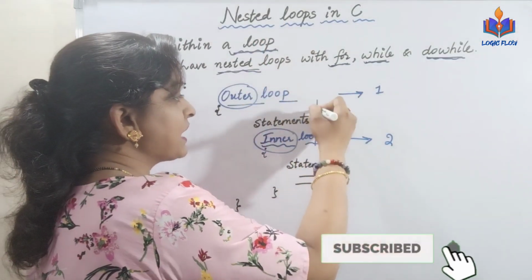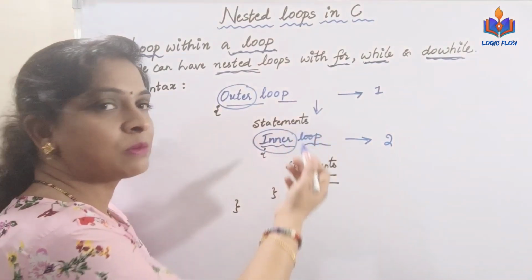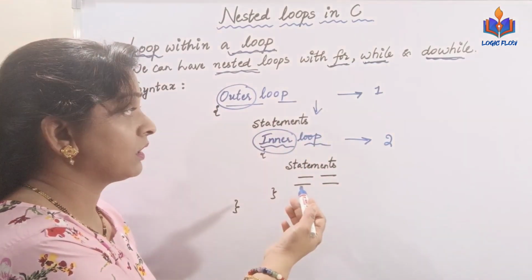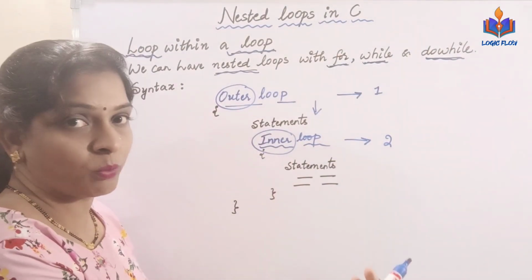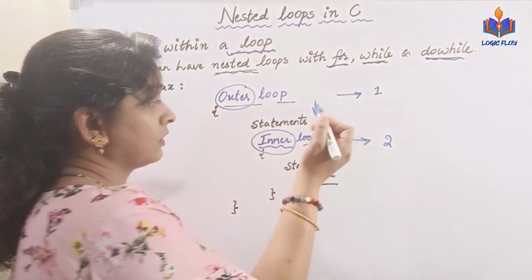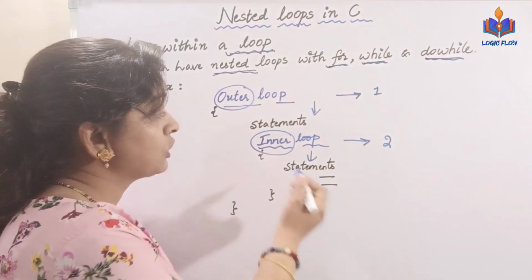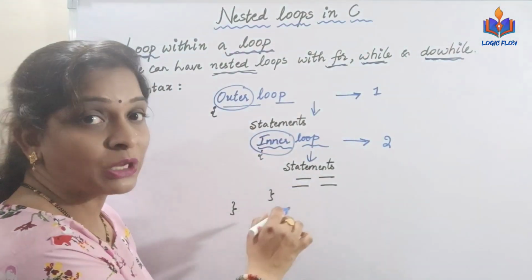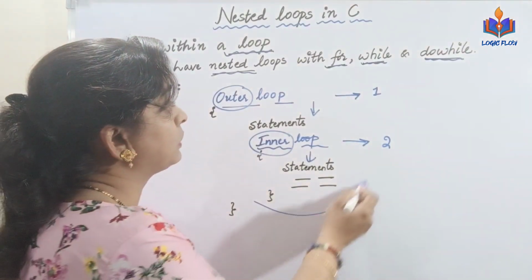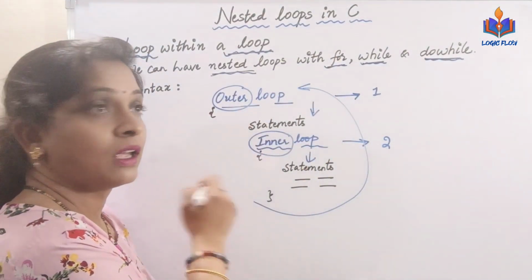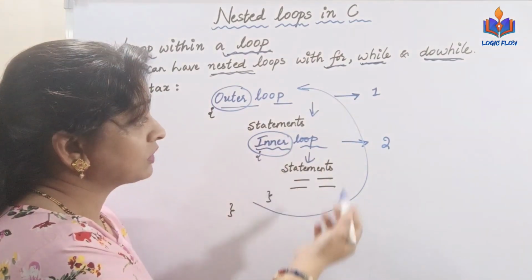When we get inside the outer loop block, we will have some set of statements. It may not be that the loop starts immediately; you may have some statement and then the inner loop statement. When we get inside the inner loop, we have some statements for execution. The inner loop has to be executed completely, and when the inner loop terminates, the control goes back to the outer loop. And again I get inside, and once again the inner loop starts from the first. So this is the nested loop concept.